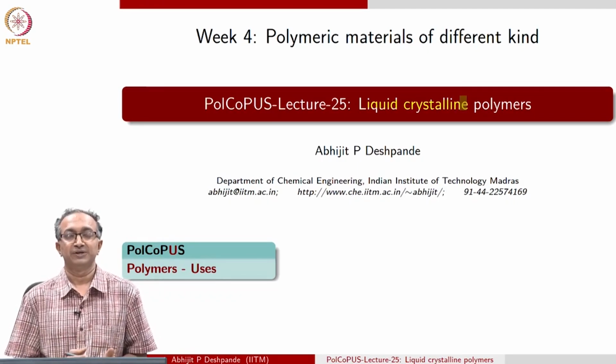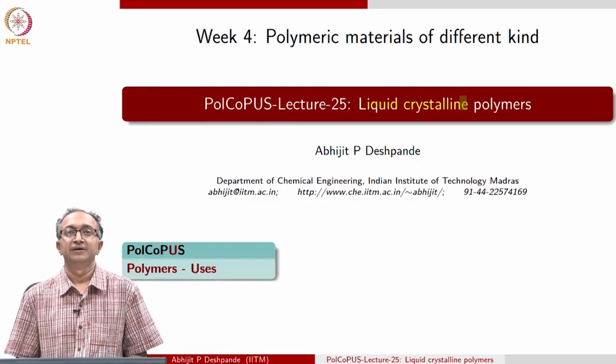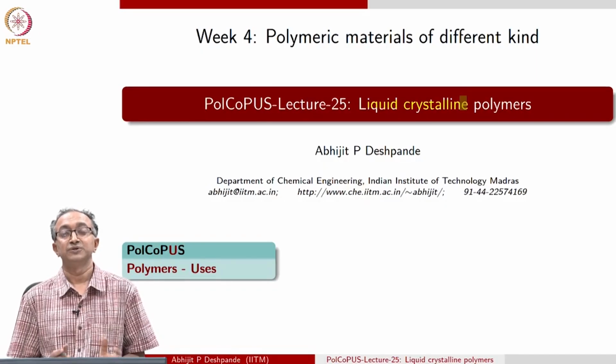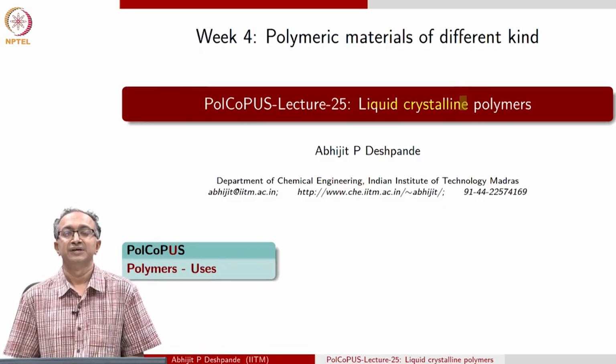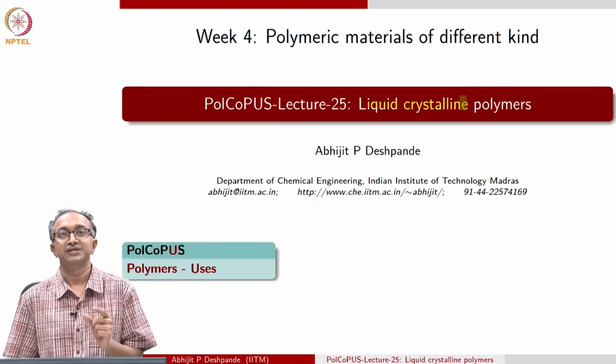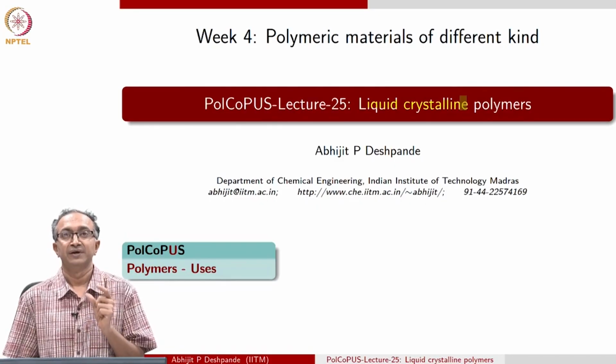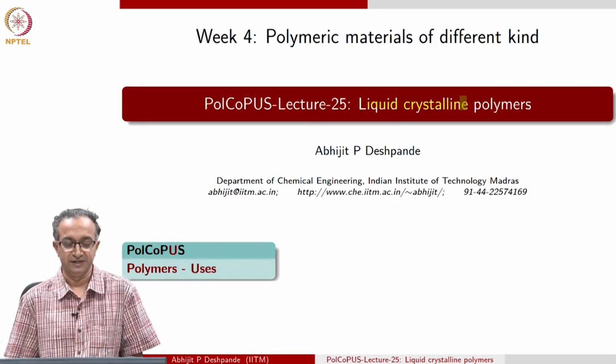So, in small molecules and in inorganic systems, liquid crystals are well known, but we also see that along the macromolecules there can be small moieties or small segments which can have liquid crystalline order. So, therefore, in polymers also we can have liquid crystallinity.